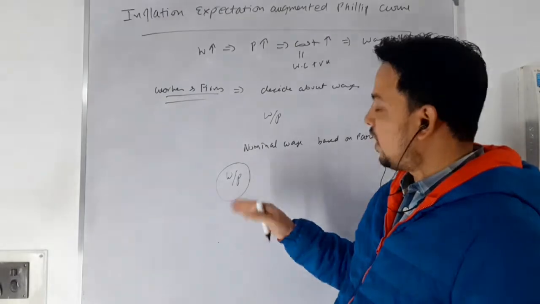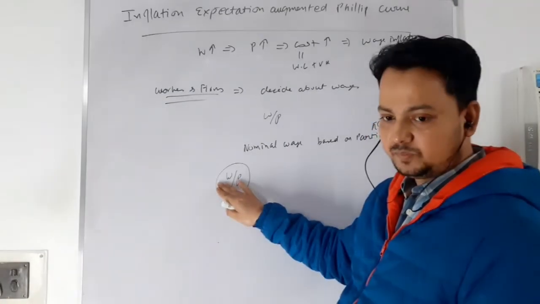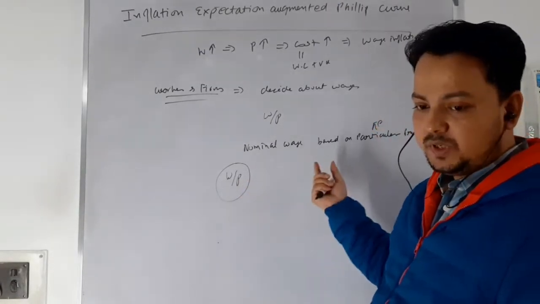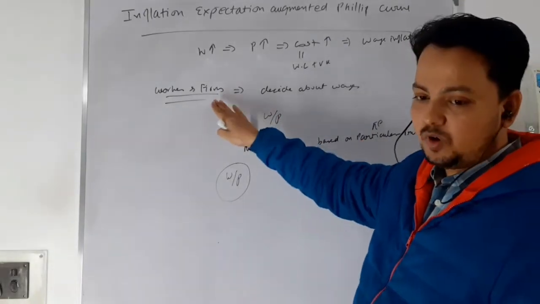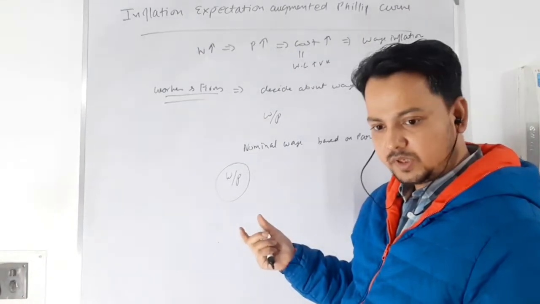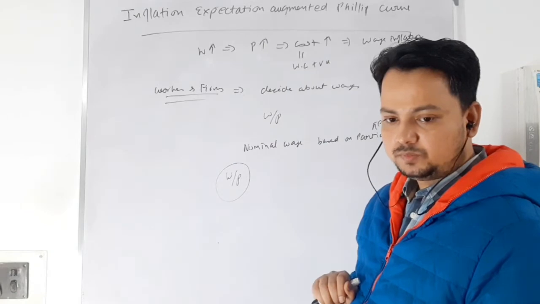So what do workers want to do? Workers want to adjust nominal wage in such a way that real wage over the period either remains the same or increases. Whereas management wants to adjust, to keep in check, the real wage. Can everyone follow? Yes, no.